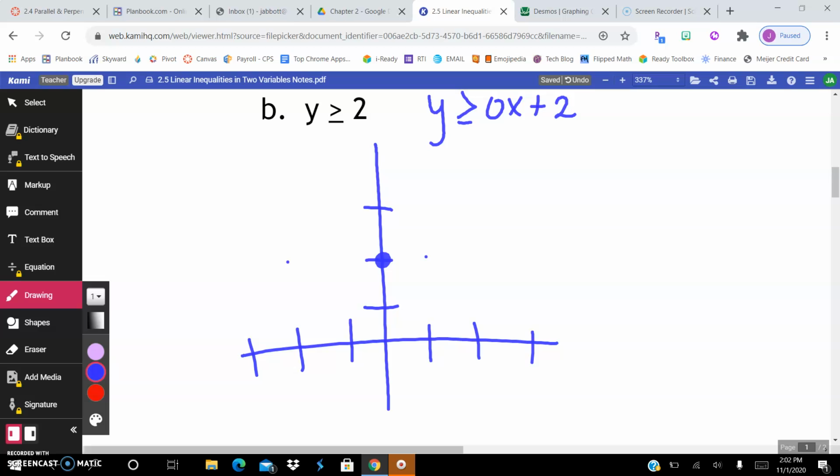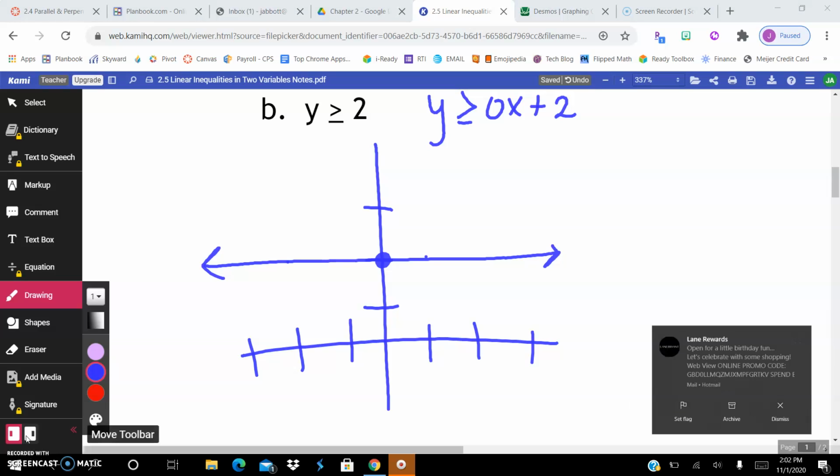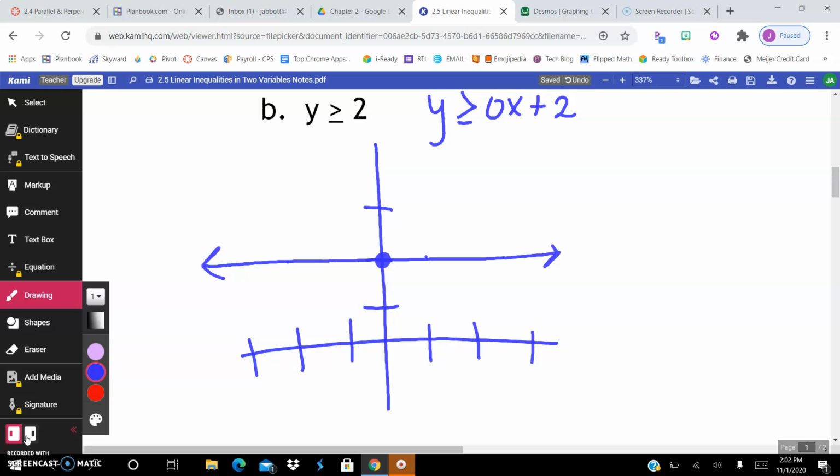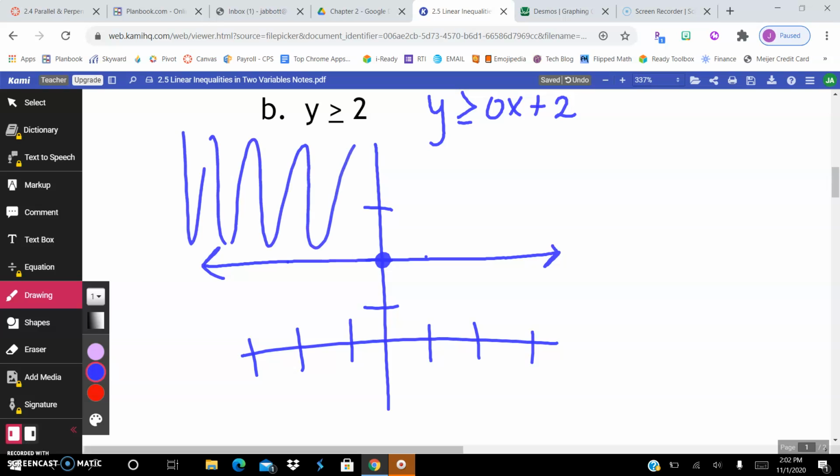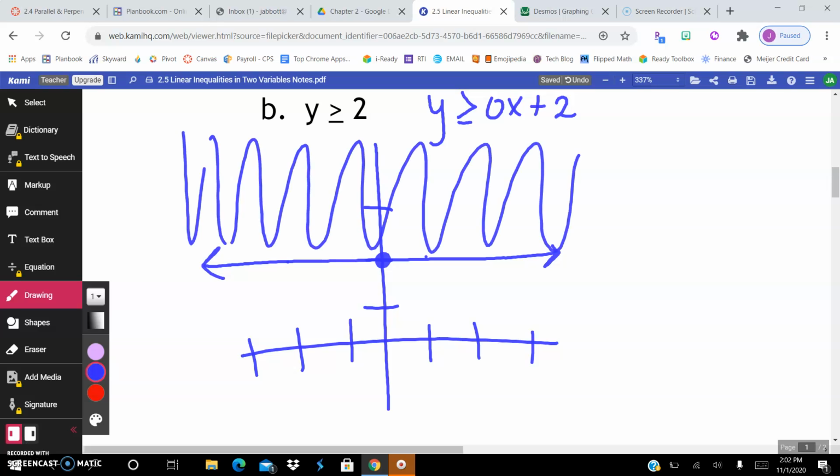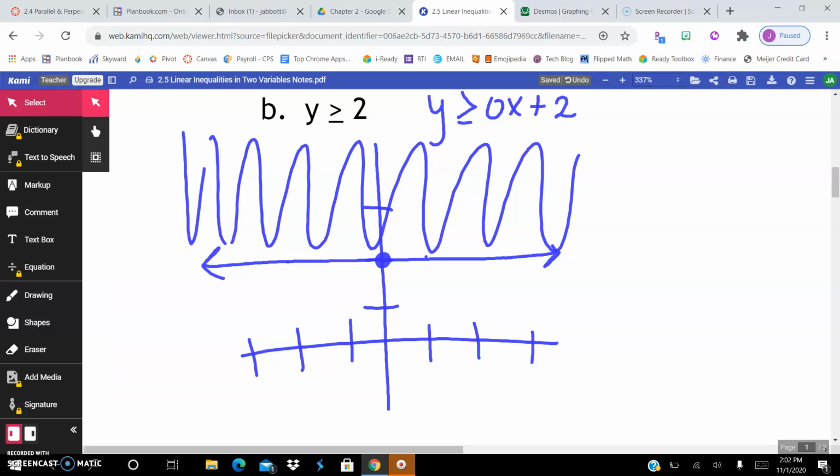It doesn't matter. It's going to be a straight, horizontal line here. But looking at our inequality, it is greater than or equal to, so that's a solid line. So we're going to make our solid line here. We're including any point that lays on that line. And then y is greater than, so we are going to shade above that line. So any ordered pair that falls into this shaded region is going to be an answer to our inequality.